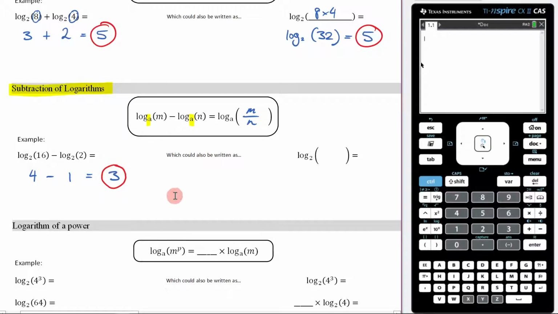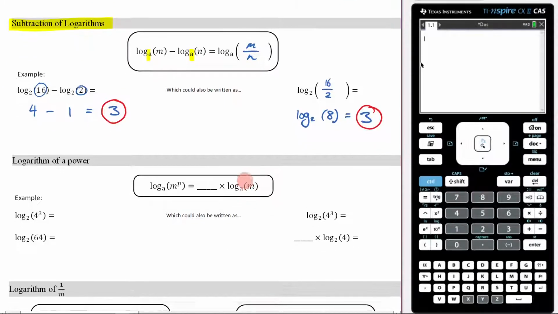But if I was to do it quicker, I would take the arguments and divide them by each other. So 16 divided by 2, which means I would end up with log base 2 of 8. And what is log base 2 of 8? Well, this is saying 2 raised to what power is 8? My answer will be 3. So as you can see, it's much quicker to use your log laws.